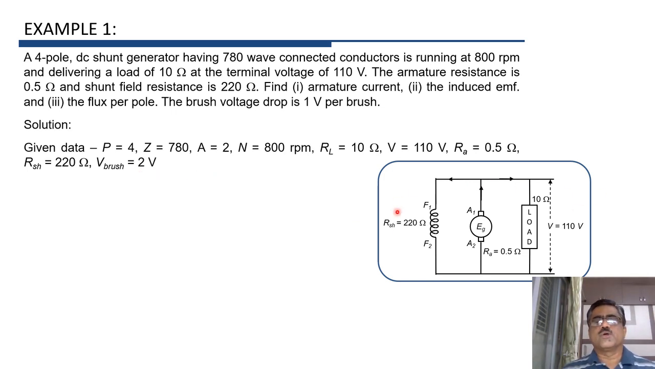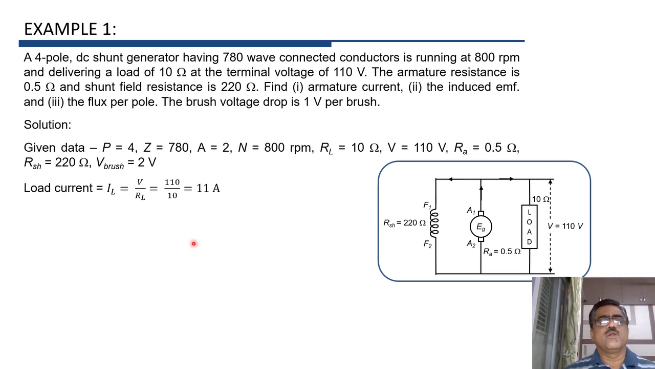This is also shown here as it is a DC shunt generator. Field winding and armature are connected in parallel. So here load resistance is 10 ohm, voltage across load is 110 volt, resistance of armature is 0.5 ohm and resistance of shunt field winding is 220 ohm. Now let us solve the problem.